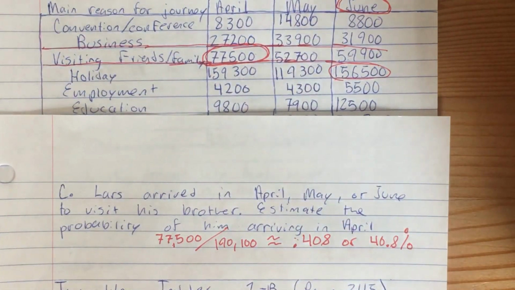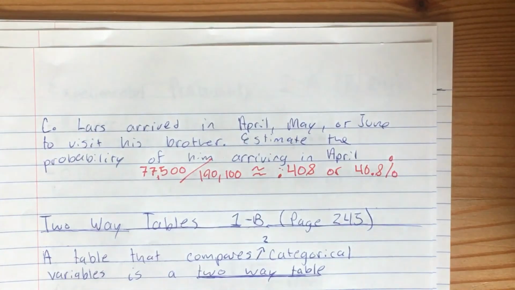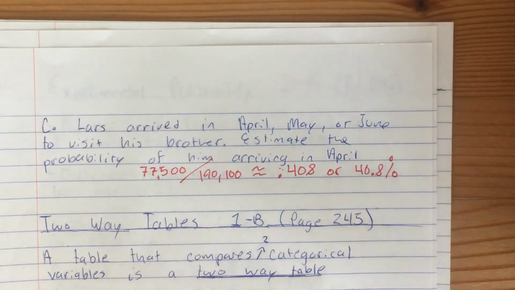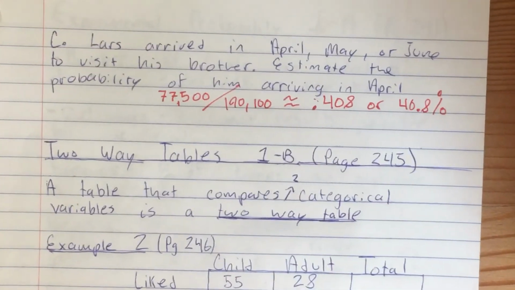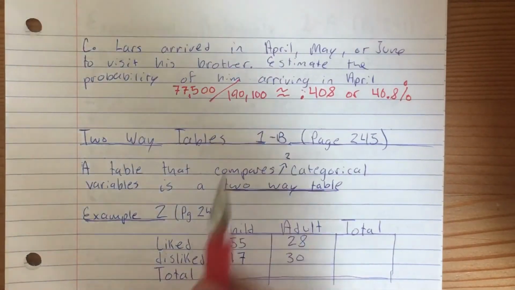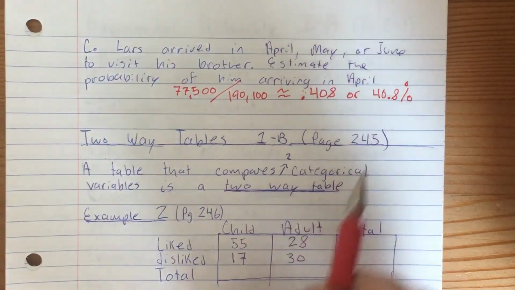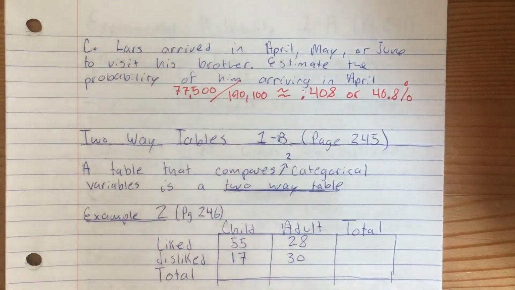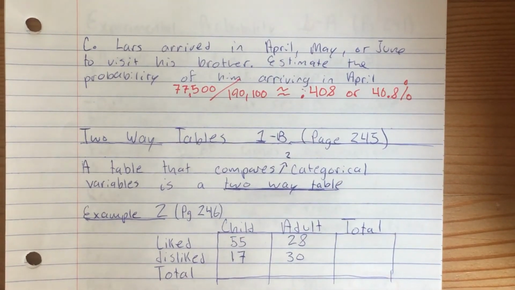And so there's a lot of different ways to describe probabilities and to display this data, because data can come in all sorts and all shapes. So one of the more popular ways to display data is to use something that's called a two-way table. So we're moving on to section 1B now, and that's page 245 if you're wanting to follow along in the book as we go over this. So a two-way table is a table that compares two categorical variables.